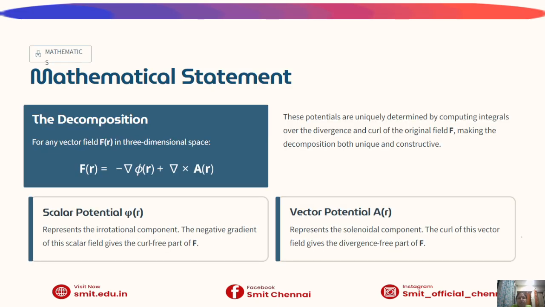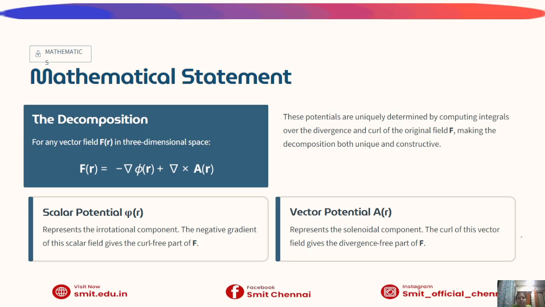Next, we see the mathematical statement. Mathematically, Helmholtz theorem states that any vector field F of position r can be written as the sum of the negative gradient of a scalar potential Φ and the curl of a vector potential A.